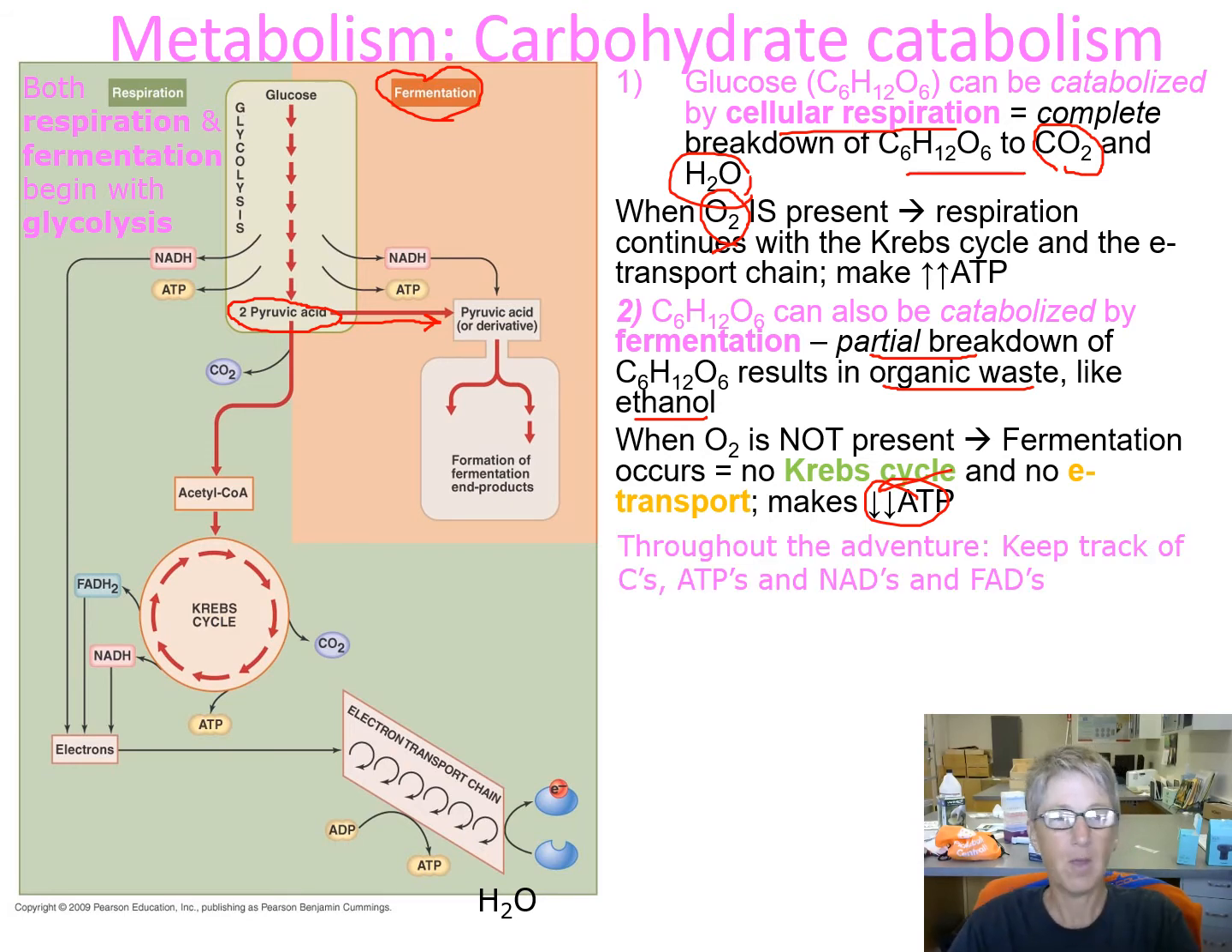So throughout the adventure of metabolism, I like to do this. You don't necessarily have to do this for the exam, but I like to keep track of where my carbons went. I like to keep track of how many ATPs I get in each step. So for example, the net yield in glycolysis for ATP is 2. And also I keep track of my NADs, and FADs, because when they have hydrogen attached to them, they also are carrying electrons.